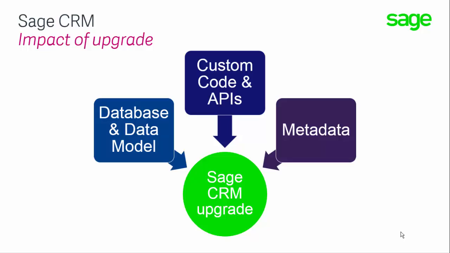The new features that I'll be talking about within Sage CRM 2018 R2, and as we explore these you may realize that they're going to have an impact on any components or add-ons, and in fact some of the techniques that you've been using to extend Sage CRM. And so you will be thinking as we go through about the database and the data model, and some of the questions about custom code and APIs and metadata may come up. So these are all impact areas.